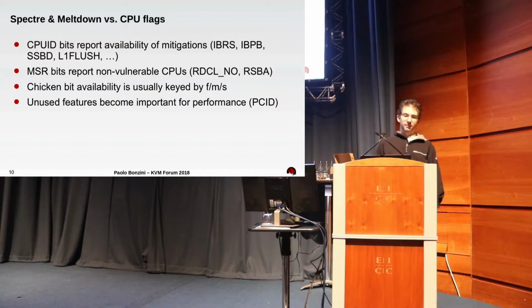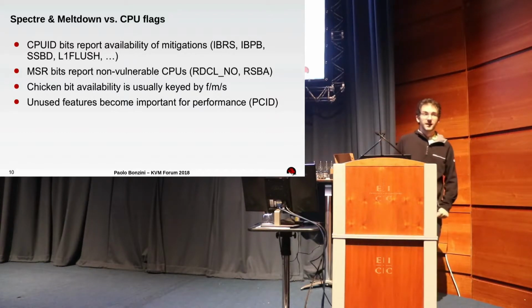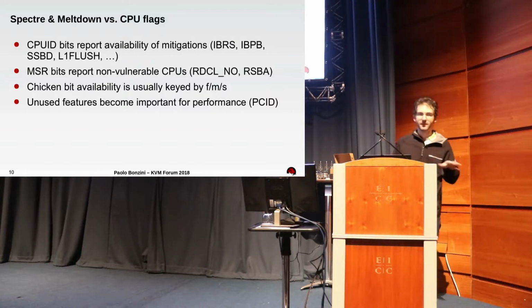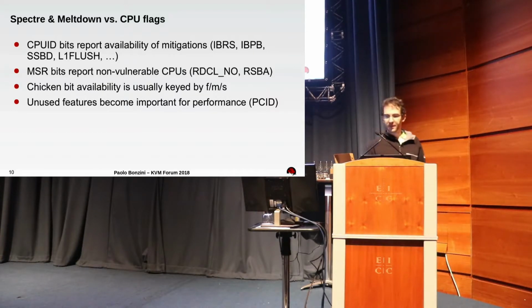Another unexpected problem, which is not a processor issue, it's a virtualization issue, is that previously you had some features that nobody used, and suddenly they become super important for performance. Without PCID, for example, the Meltdown fix imposes a TLB flush going to the kernel and another going back to user space. So things can be really slow. And so let's look at these one by one.